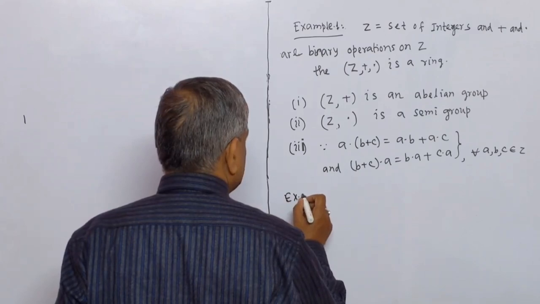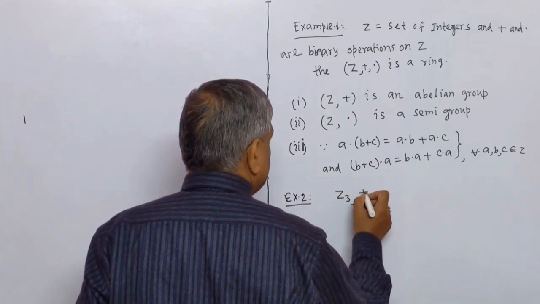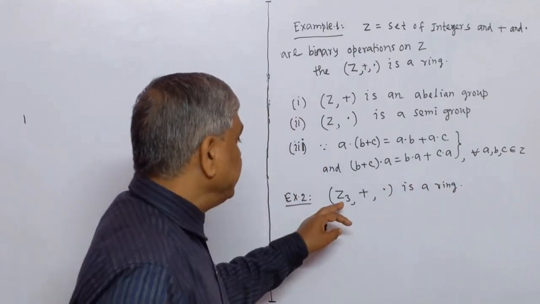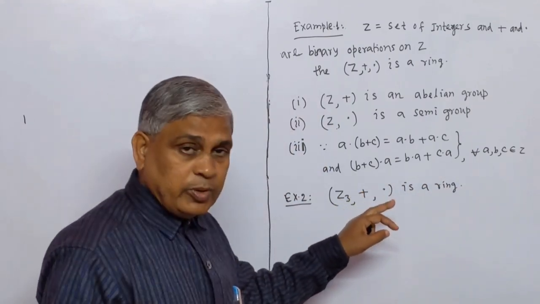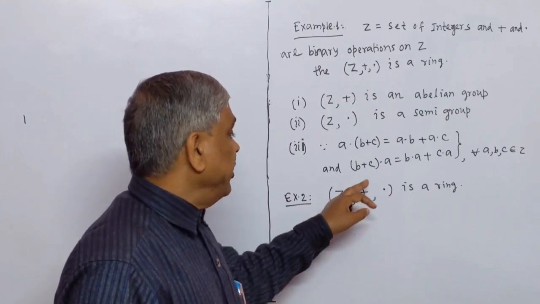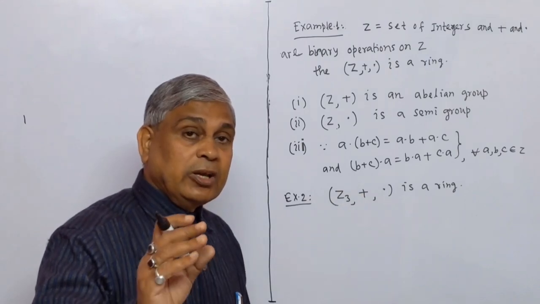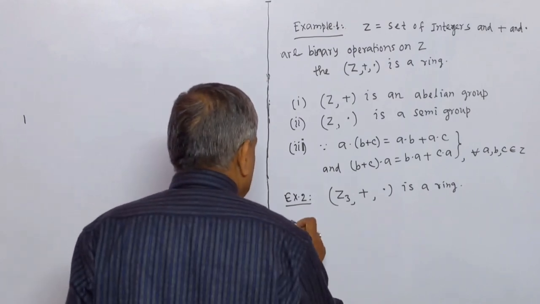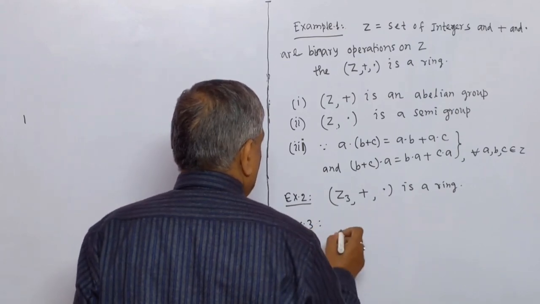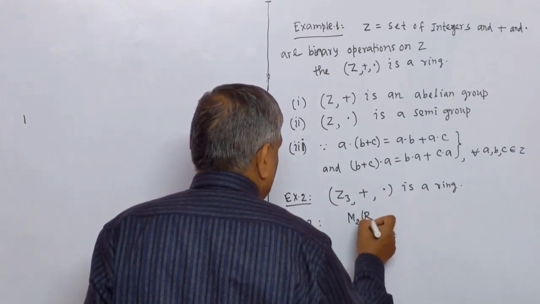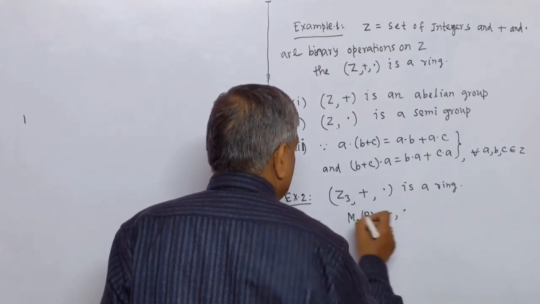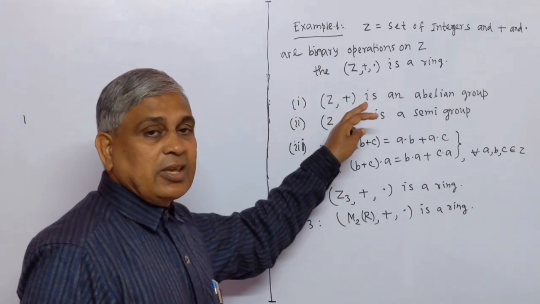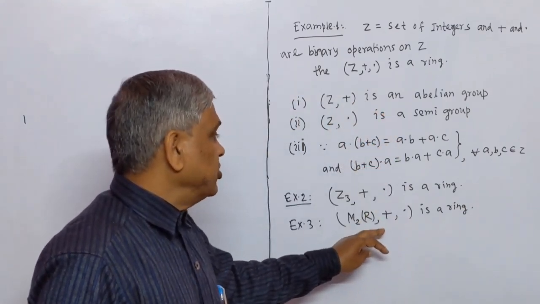Example 2, Z3 with binary operations addition and multiplication is a ring, because we know that Z3 with binary operation addition is a group, and Z3 with binary operation multiplication is a semi-group because the closure property, associative property and distributive property hold. Example 3, M2R with binary operations addition and multiplication is a ring. Similar to the above case, we may examine that this is a ring.